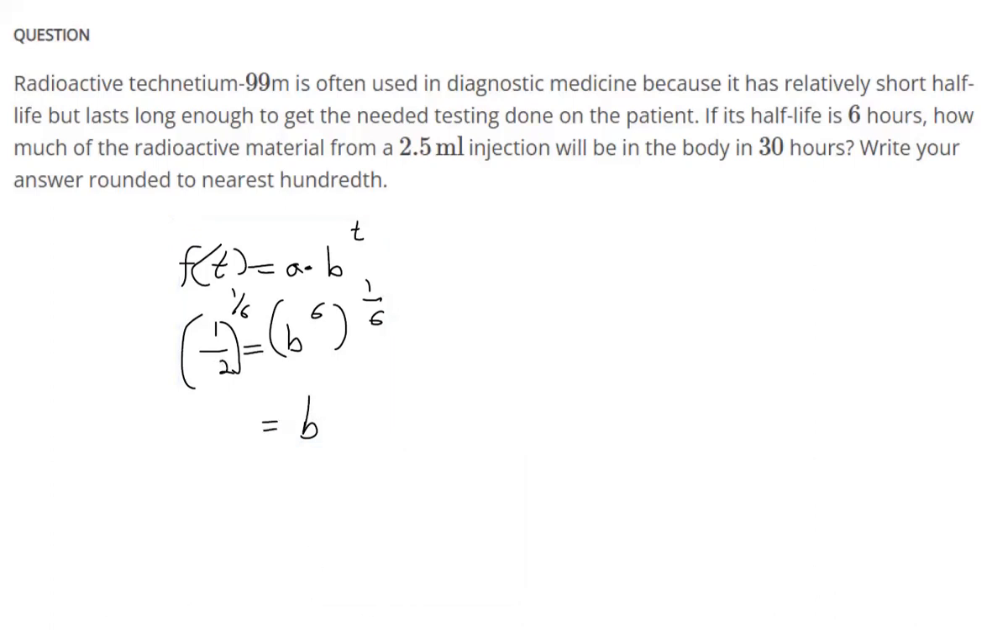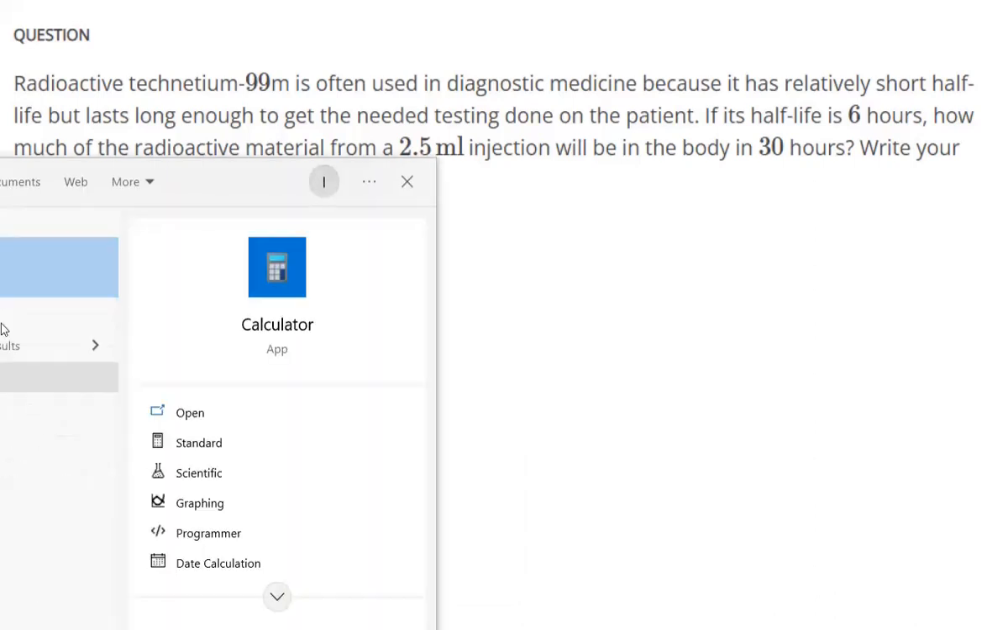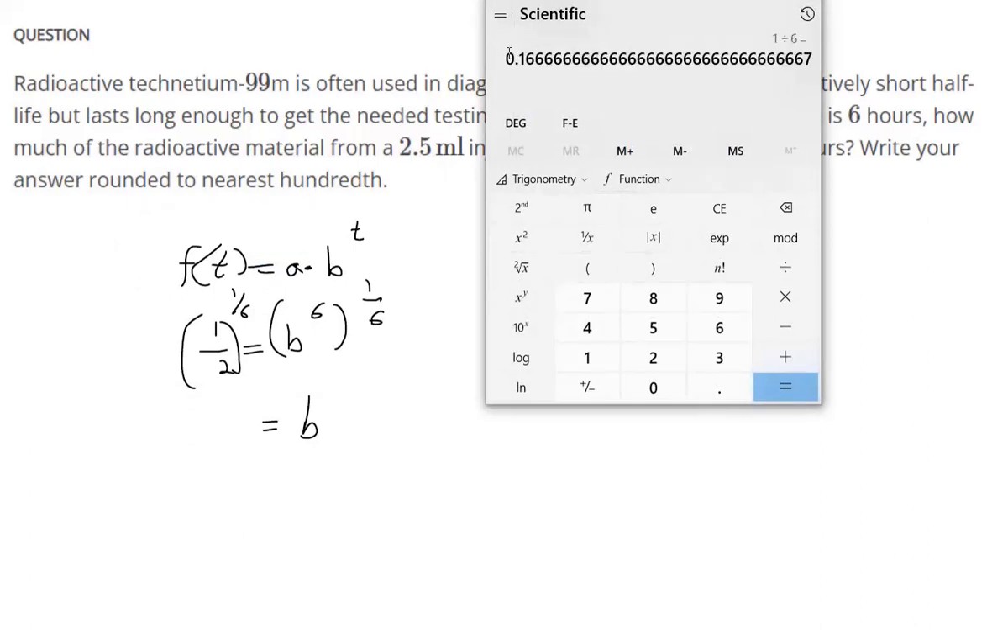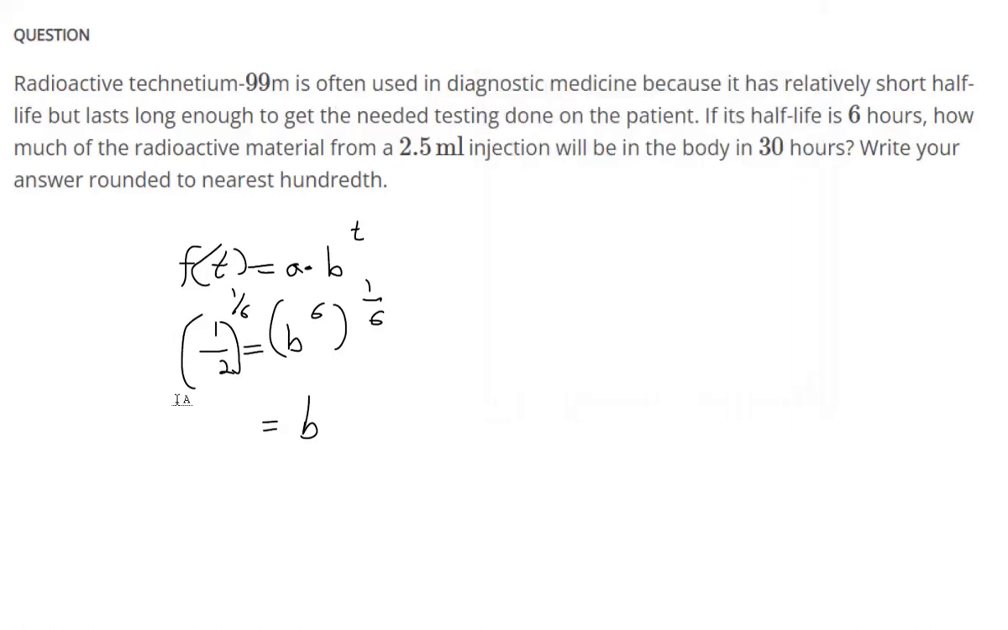And now 1/2, let me get a calculator. Okay, so 1/6, I'll copy that decimal value to my clipboard. And now 0.5 to the 1/6 power gives me 0.89. Decimals are pretty important with exponential functions, so we'll carry a few of those out. Okay, now we know what b is in this exponential relationship.